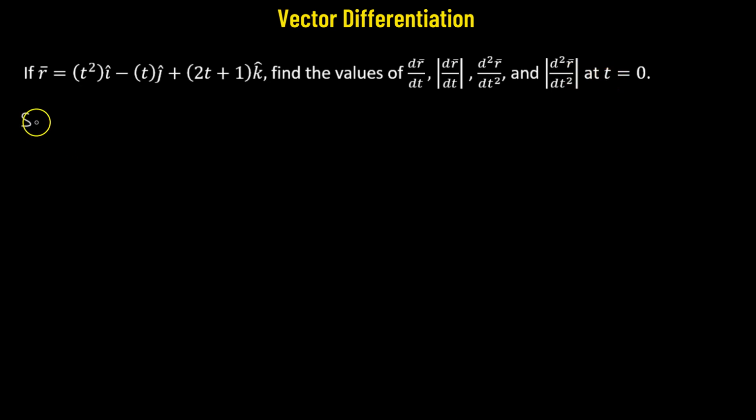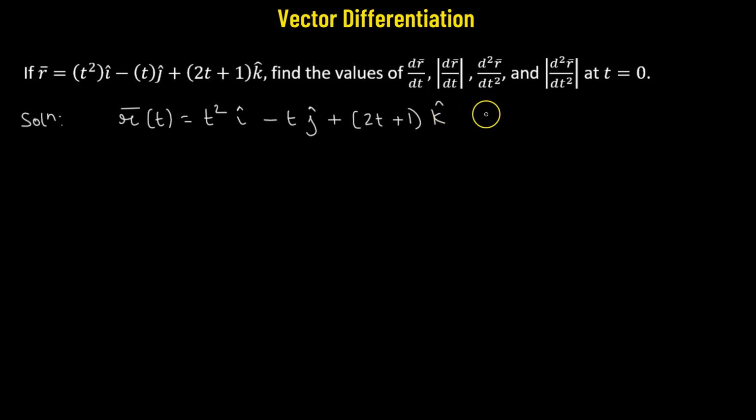So let us begin. First, let's consider our vector valued function r. That's given by t squared, so this is the x component of r. Then we have negative t, so negative t is going to be the y component of the vector. And the z component is (2t plus 1) k cap. So let's label this as equation number 1.